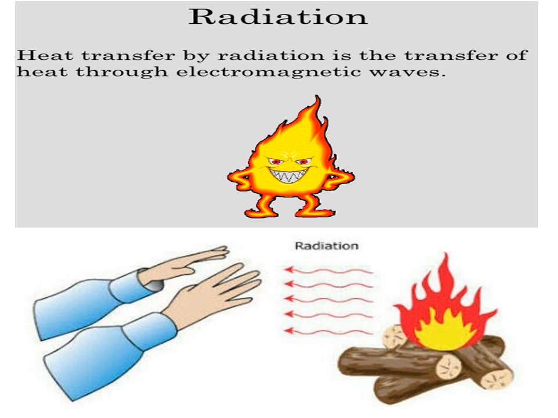All hot bodies radiate heat. The amount of heat absorbed by a body depends on its color. Dark colors absorb more radiated heat than light colors. So this is the reason why we wear light colored clothes in summer and dark colored clothes in winter. Now we will check what are the applications of radiation.